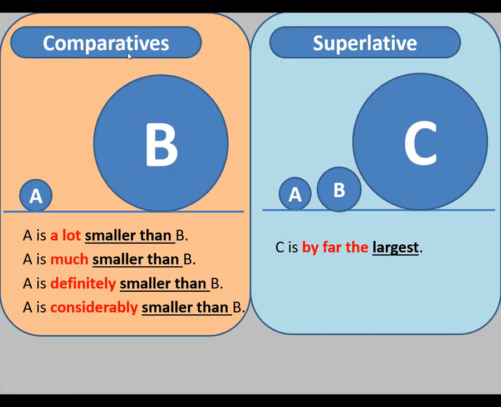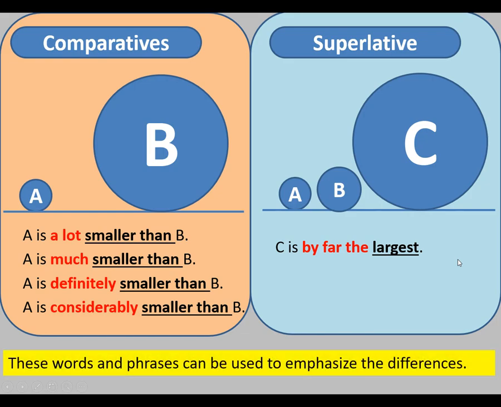So let's see these two forms together. To express big differences between two things, you could use a lot, much, definitely, or considerably with the comparative form. And to express big differences in the superlative form, you could use by far. These words and phrases can be used to emphasize the differences. Emphasize means to put stress on it.